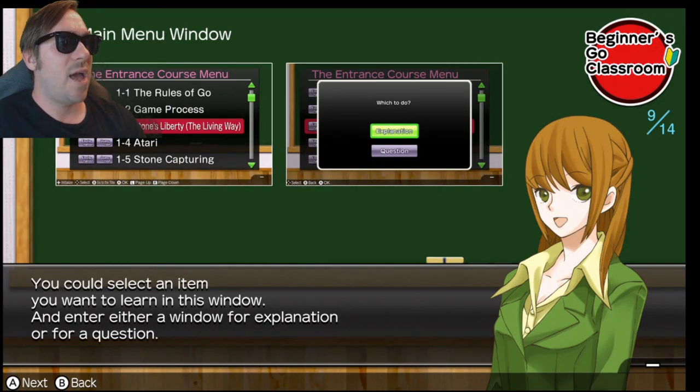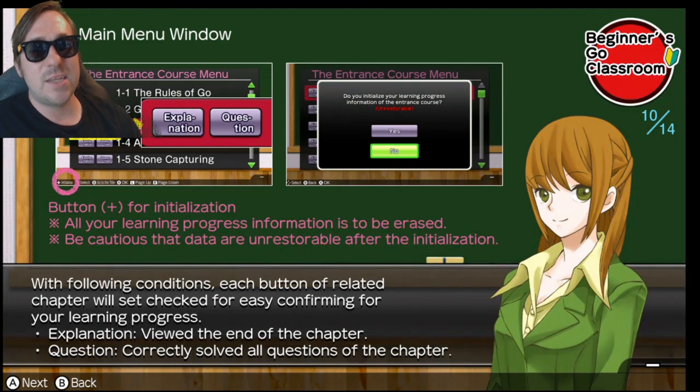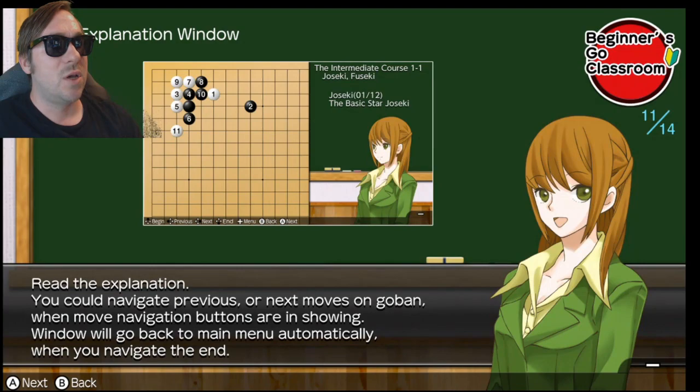You can select the item you want to learn in this window. Ah, yes. Okay. Enter either a window for explanation or for a question. With the following additions, a button of the related chapter will appear for each. Progress: explanation, chapter, and the question correctly solved. Okay, so yeah, it is a question-answer format of Go problems. Read the explanation. Oh, okay.